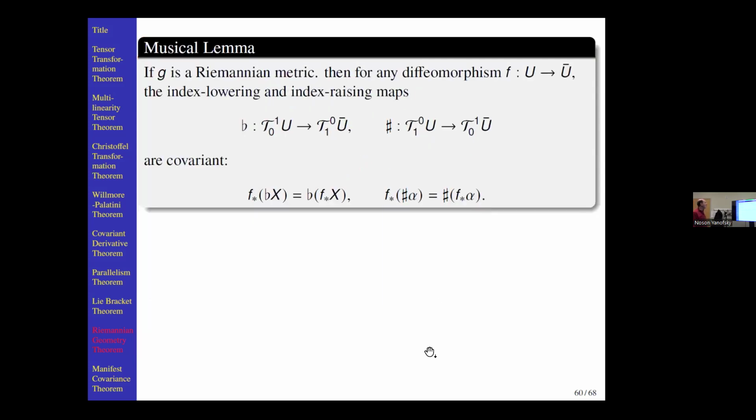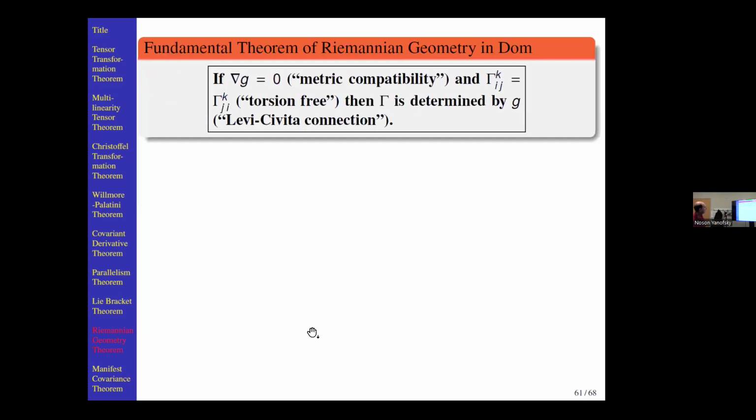Okay, so you have these index raising and lowering maps, and they are covariant. I'm not proving that, but they're pretty straightforward. They're linear through and through, no conditions, nothing special. But that's an important lemma because, well, okay, I'll come to the because in a second.